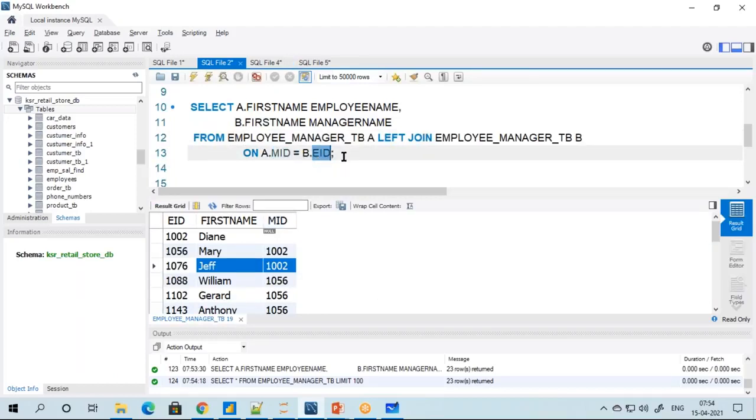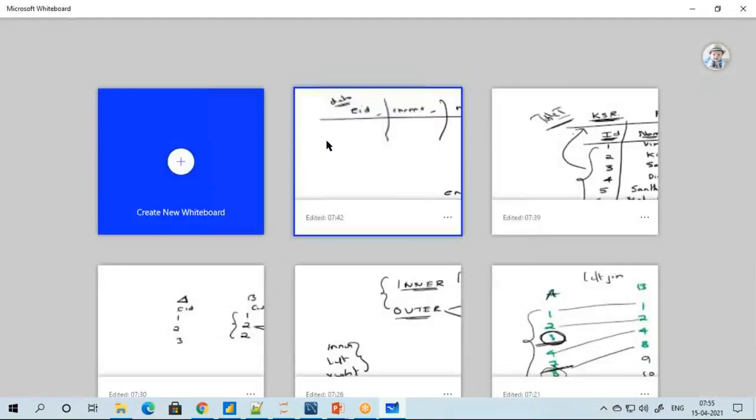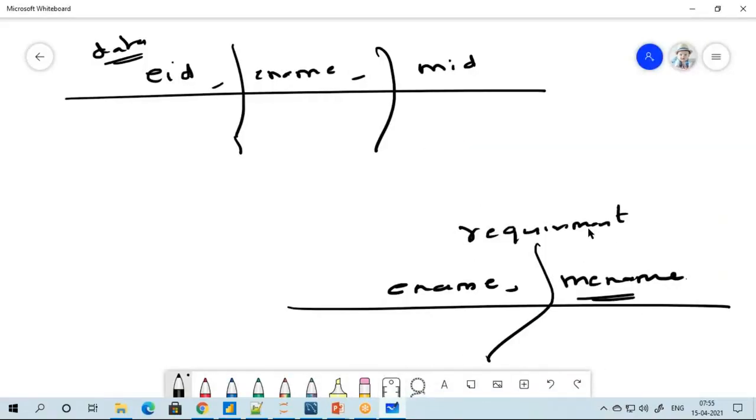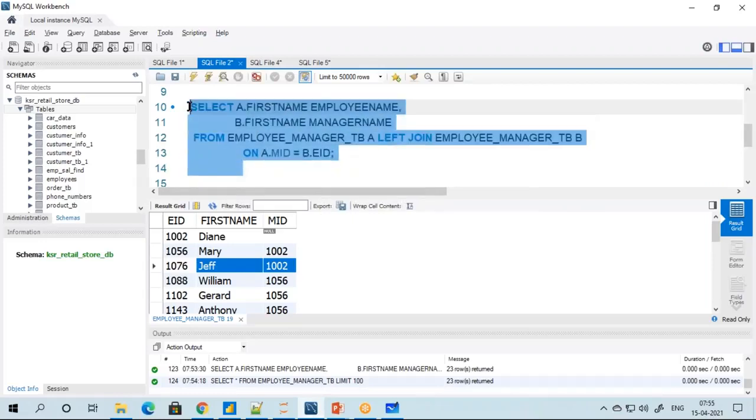The question for you will be: what is self join? Your answer should be a table joining with itself, or a table joining with the same table, is called self join. How do you achieve this requirement? They are going to ask the same example. They will give you employee ID, employee name, employee manager. They will show it in an Excel and ask you to get this requirement. Your answer should be this query. If you write this query, you will be selected. Okay, any questions?